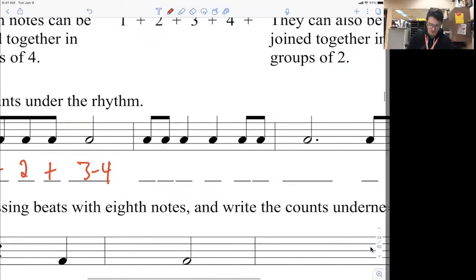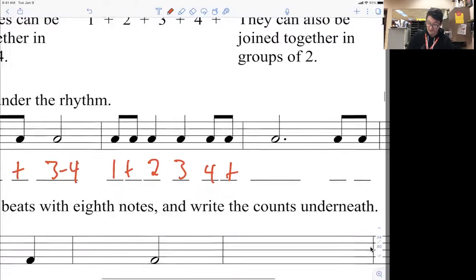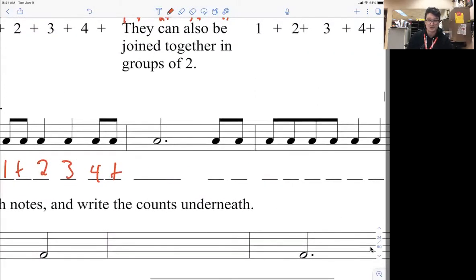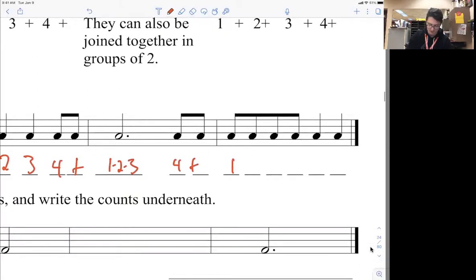Let's do the next measure. 1 and 2, 3, 4 and. Here's our dotted half note. That gets 2 beats because it's a half, and then half of its original value because it has a dot. So that's 3 beats. If you can't memorize the dot rule, just remember that the dotted half note gets 3 beats. So that's 1-2-3, 4 and, 1 and, 2 and, 3, 4.